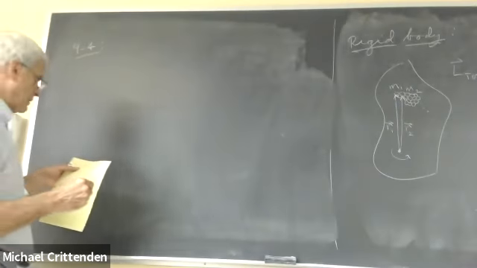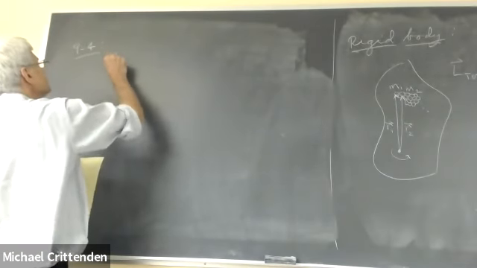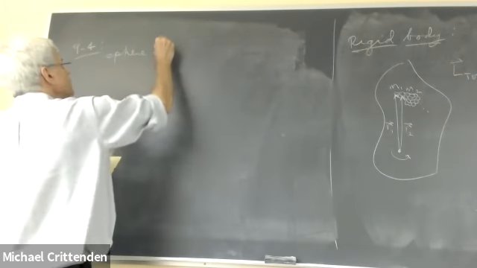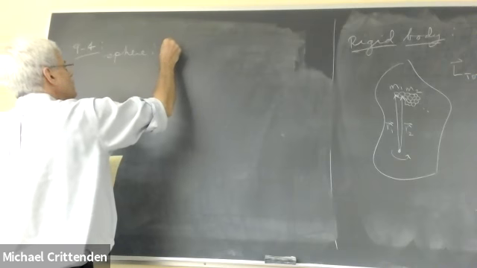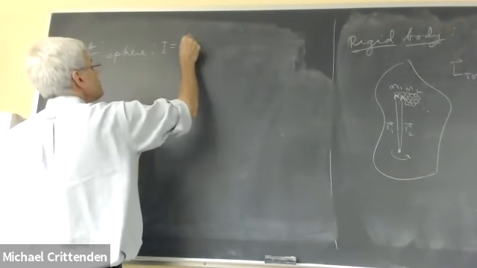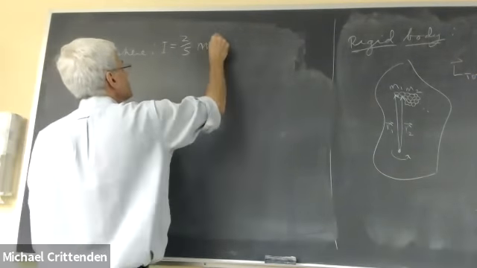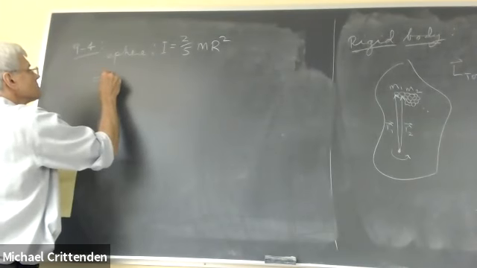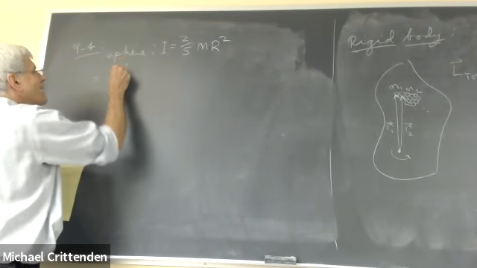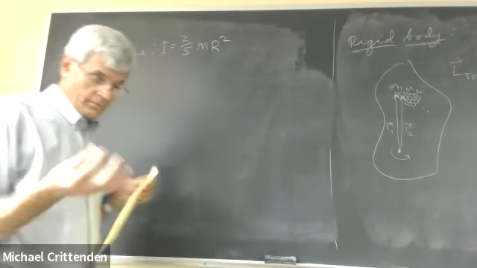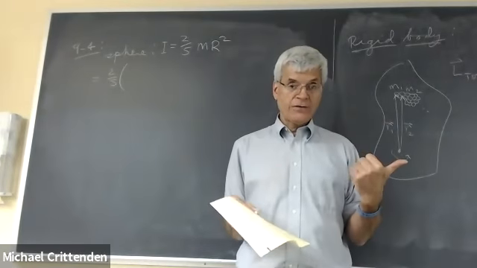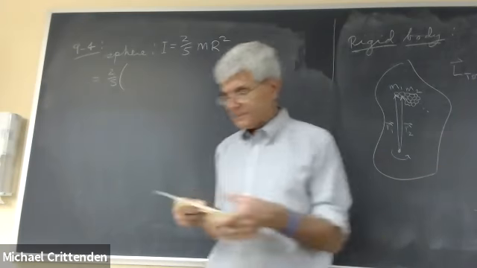Earth is a solid sphere. You look at your formula sheet and it says a solid sphere is 2/5 mr squared. Elsewhere on your reference handout, you can look up the mass and the radius of the Earth.